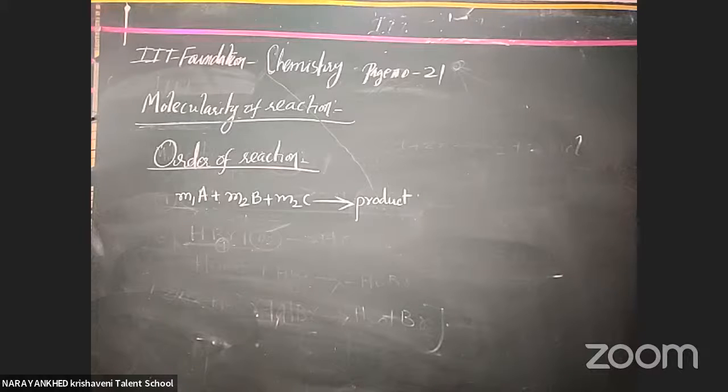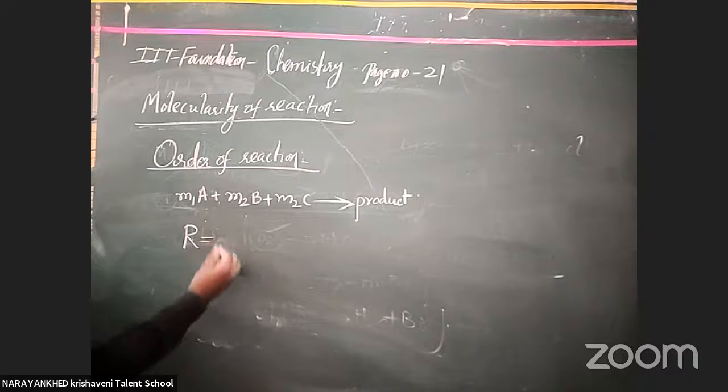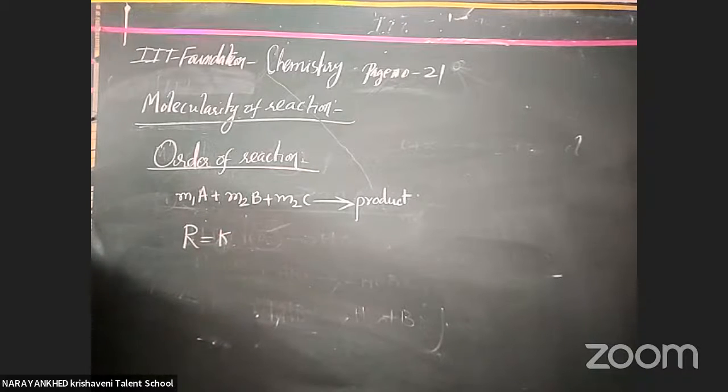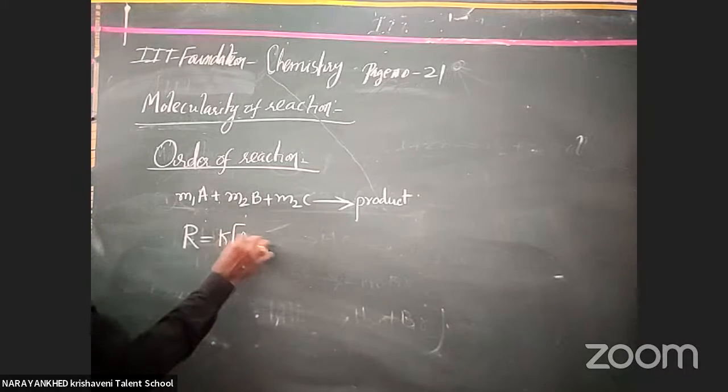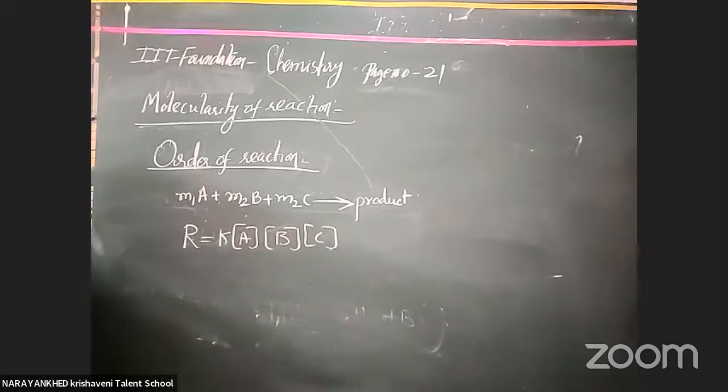Actually, for this one, you know very well about that. The powers of concentration terms involved in the rate law of a reaction are called what? Yes, order. We have already been discussing this. The rate law is written as rate equals k times concentration of A, concentration of B, concentration of C. Got it or not? We have already completed these concepts. Clear or not, all the students?